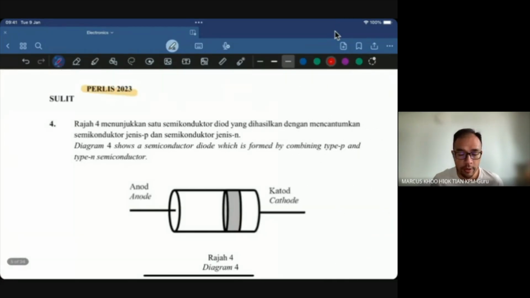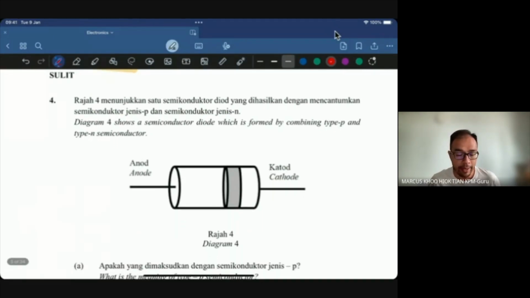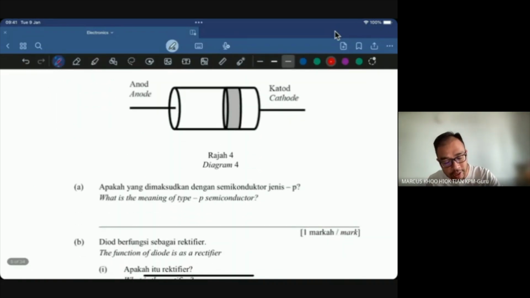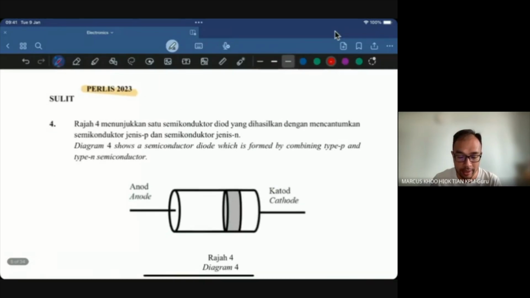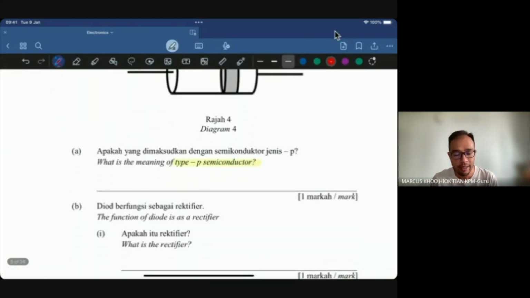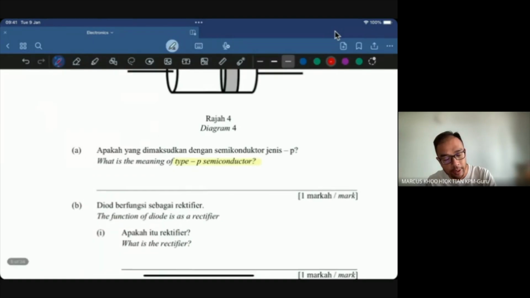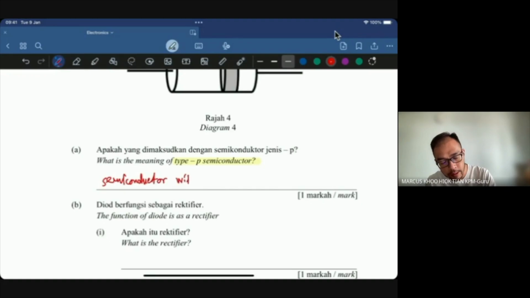All right, let's move on. Perlis 2023. Diagram 4 shows a semiconductor diode which is formed by combining type P and type N semiconductor. This is a very interesting question. What is the meaning of a type P semiconductor? Usually it's what is a semiconductor, what is a diode, but interestingly, a type P semiconductor is a semiconductor with holes as majority charge carriers.